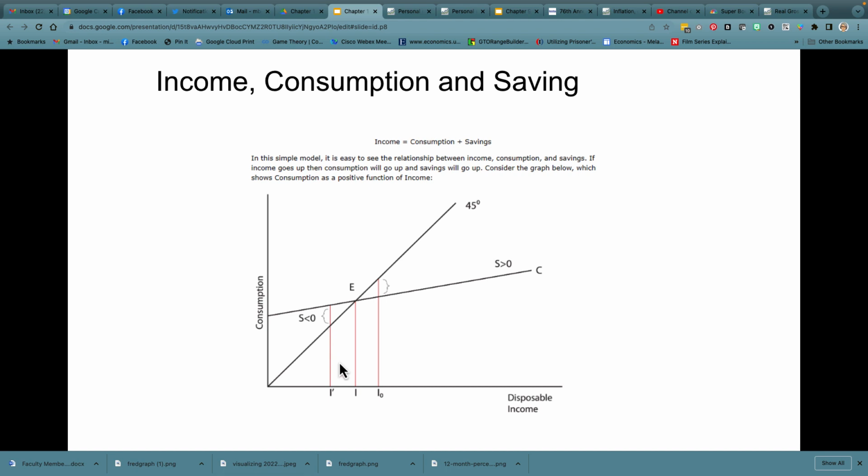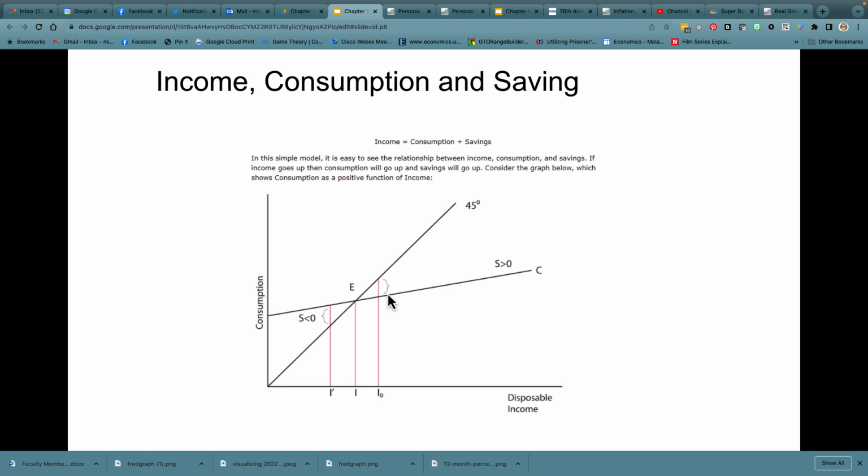Then looking at a higher income level, this I sub 0, we see at that level of income, now the consumption schedule is below the 45-degree line. That tells us that we're consuming or spending less than our total income. So what's left over here is now available to save. So now savings is greater than 0.